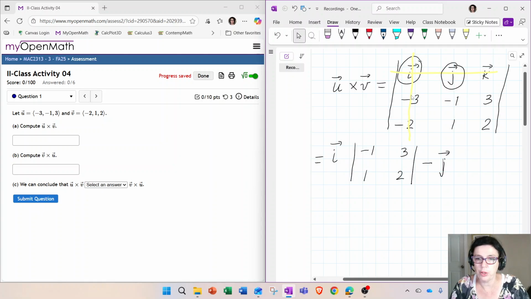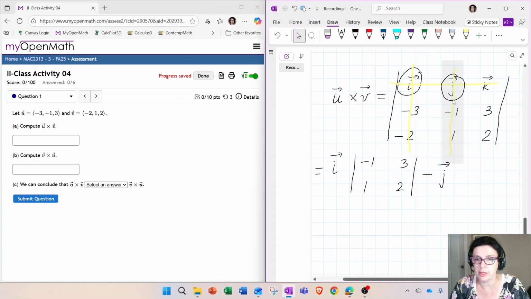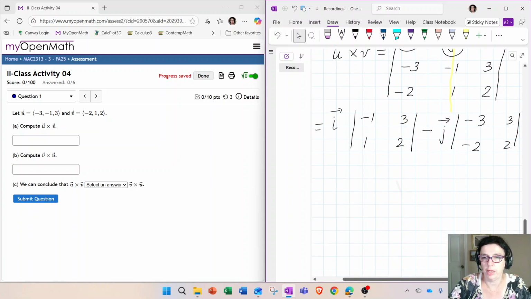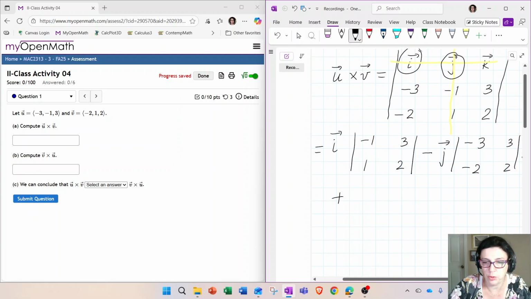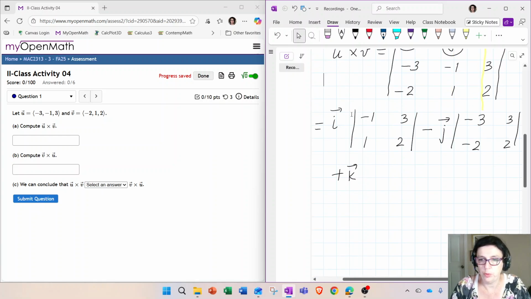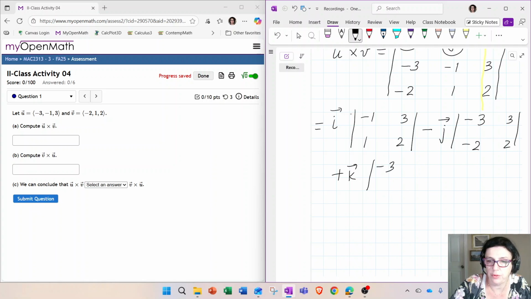Okay, so what are we going to be crossing out? Well, this time we cross out the first row and the second column. And what we get is this new minor, or this determinant, this one right here. Finally, we're going to get to the k. For the k, we cross out the first row and the third column. And then what do we have left? Well, we have -3, -1, -2, 1.